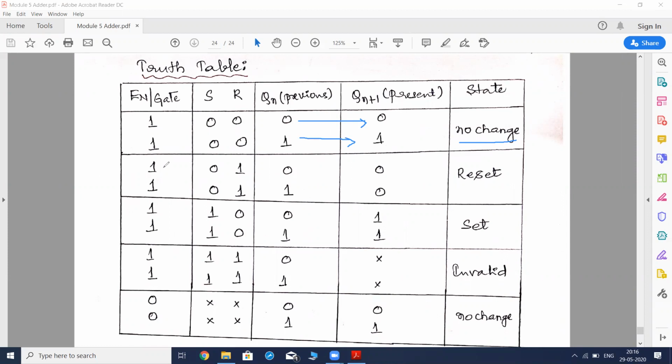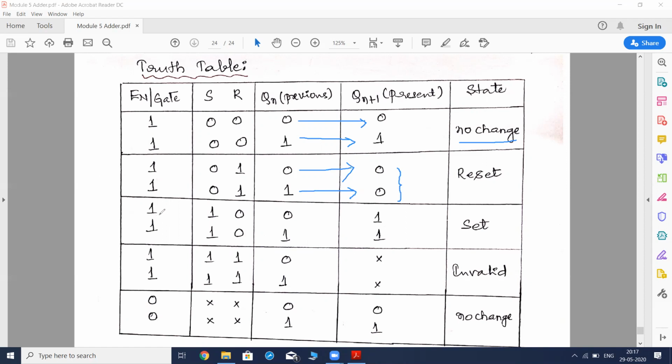Next, for the inputs S and R as 0 1, this gives us the reset state. If the previous state is 0, then we'll get 0. It is reset because S is 0. So when S is 0, we are going to get the reset state. The present output, Qn plus 1, we are going to get as 0. That means if the previous output was 1, then it is going to make it 0. That is the meaning of this previous state.